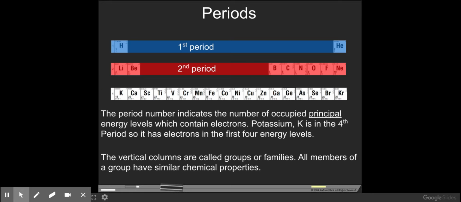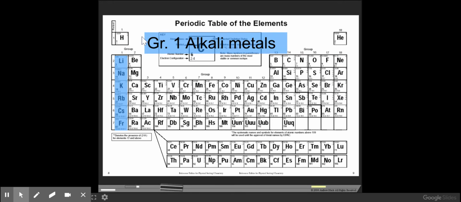The vertical columns are called groups or families. So when you're going up and down, it's called a group. When you're going across, it's called a period. So these are periods. And these are your groups. Group 1 are called alkali metals.